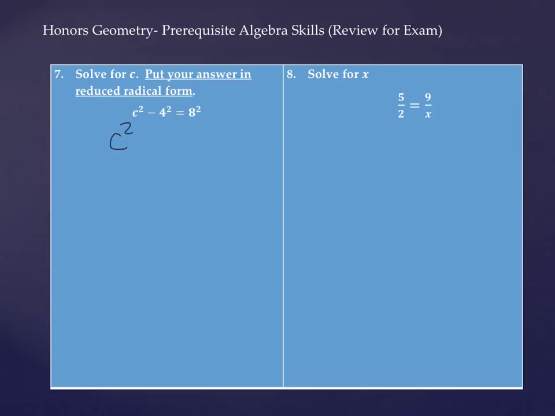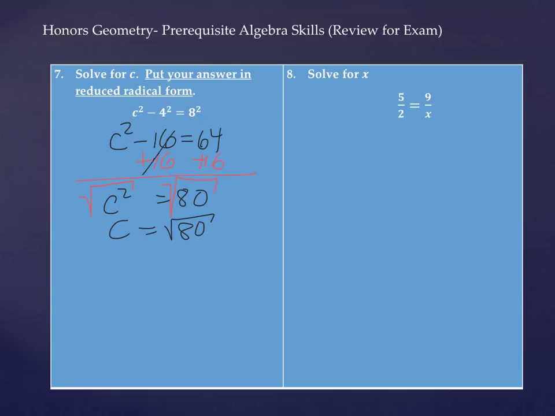C squared minus 16. I'm just taking the square of 4. And 8 squared is 64. Go directly to the unknown. Undo what's around it. So I'm going to undo subtraction with addition. Whatever I do on one side, I've got to do on the other. I end up with C squared equals 80. But what does C equal? Well, you've got to undo that square with a square root, its inverse operation. So we end up with C equals the square root of 80. That is the answer, but I asked for the answer to be put in reduced radical form.